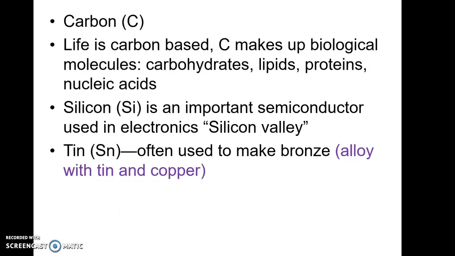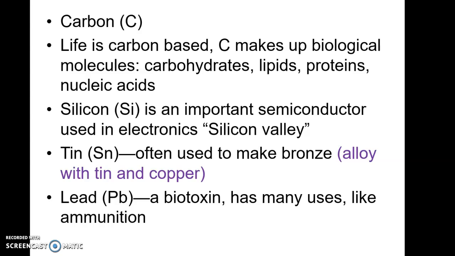And tin, Sn, stannum, is used to make bronze. And bronze is an alloy with tin and copper. Then below tin is lead, plumbum, Pb. And this is another biotoxin. So it will bioaccumulate, and it is not good for you. So it has many uses, like ammunition, but it would be better if we didn't use it for things and it didn't accumulate in the environment.